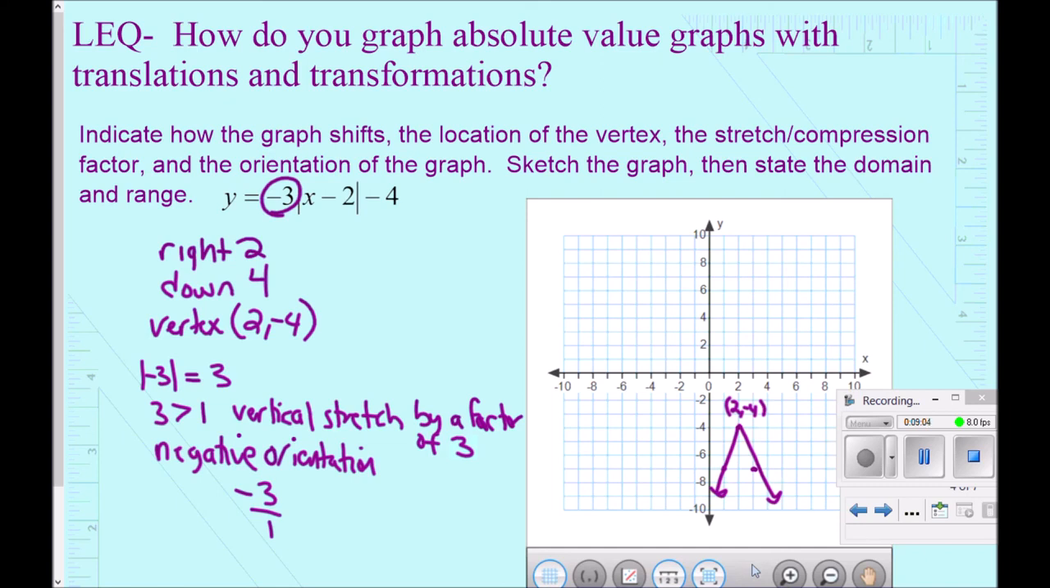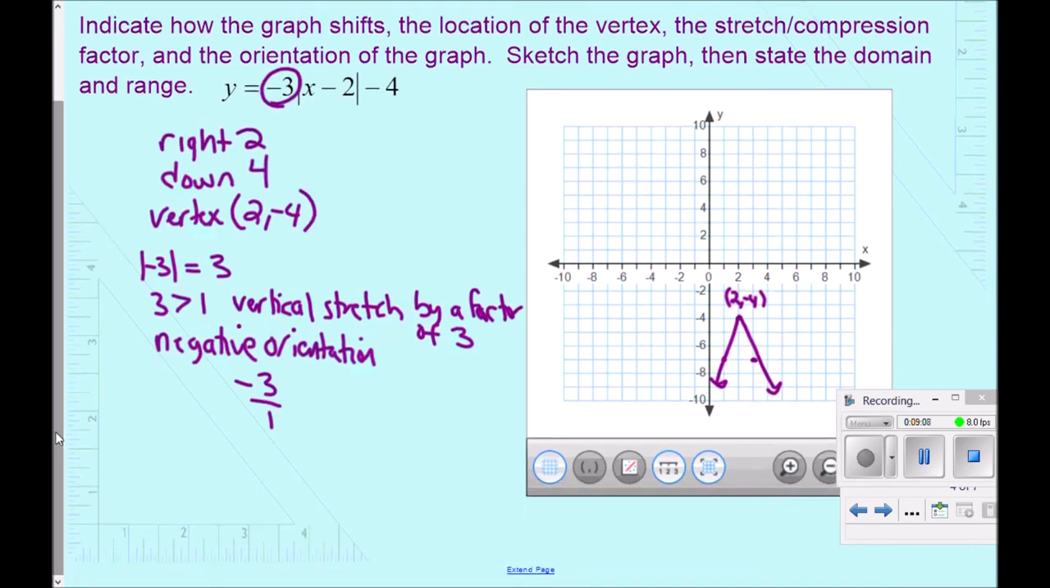Lastly, we're ready to state the domain and the range. So I'm going to look at this graph to determine those. Domain. Remember, we're looking left to right. Well, I see arrows pointing in both directions. So arrows mean it's pointing towards negative infinity and positive infinity. That's the domain. And I'm going to put that in interval notation as well.